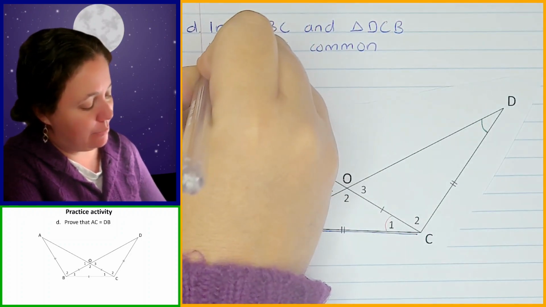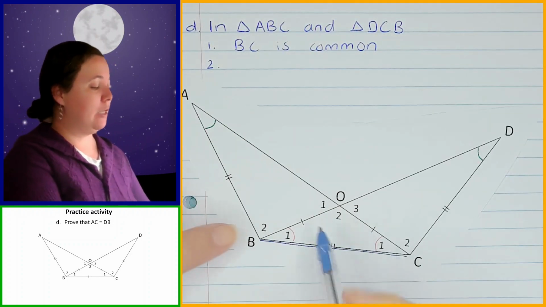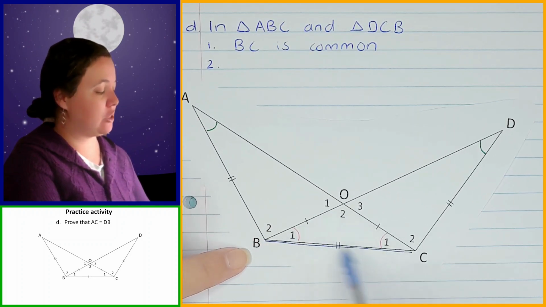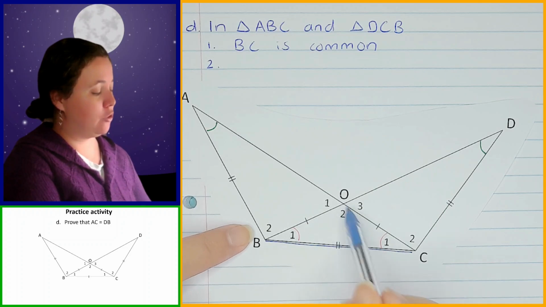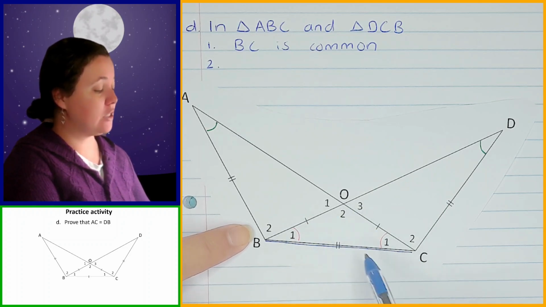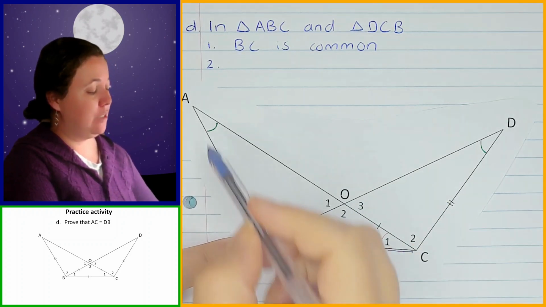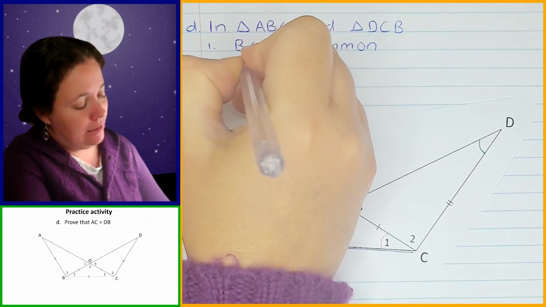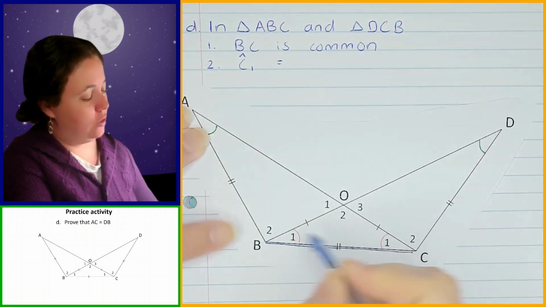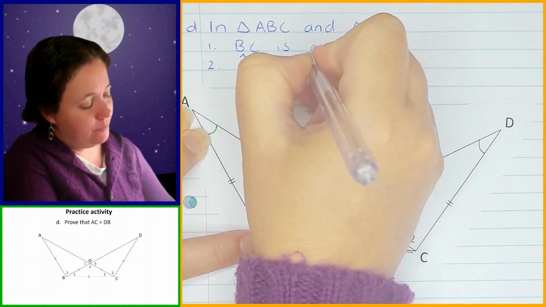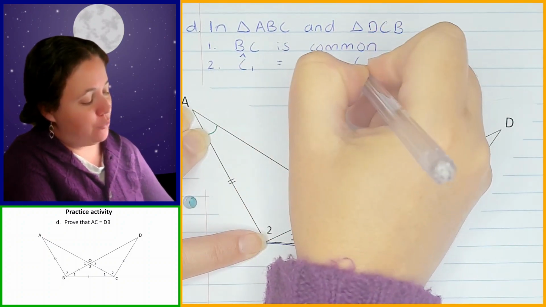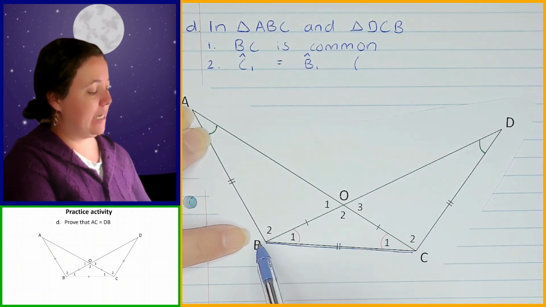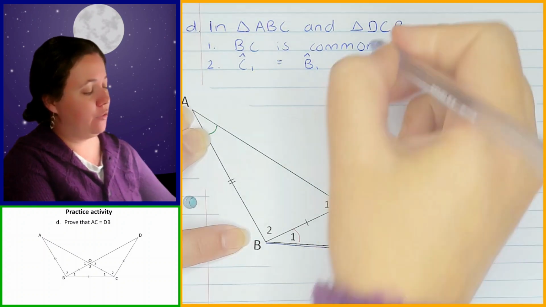Okay, my second statement, I'm going to say that these two angles are equal to each other because this is an isosceles triangle. They told me that those two sides are equal over there. So I can say the angle that's in this triangle over here is angle C1. So angle C1 is equal to angle B1. And the reason I know that is because they are angles opposite equal sides in triangle BCO.